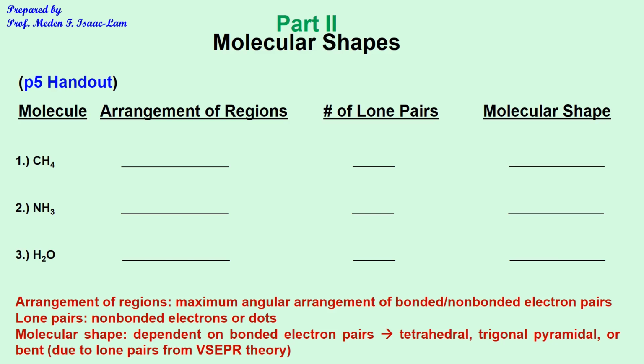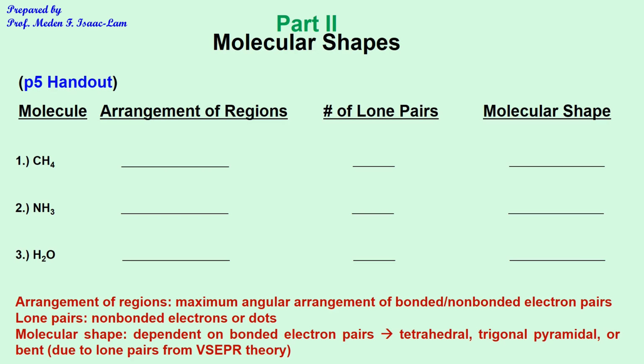So if you write the Lewis structure for CH4, you will have 4 lines around the carbon, bonded to 4 H's. You will not have any lone pairs, therefore 0 lone pairs. Molecular shape is going to be dependent on that VSEPR theory. Because you have 4 bonds, the shape will be the same as the arrangement of regions because you don't have lone pairs. Therefore, it's going to be tetrahedral.